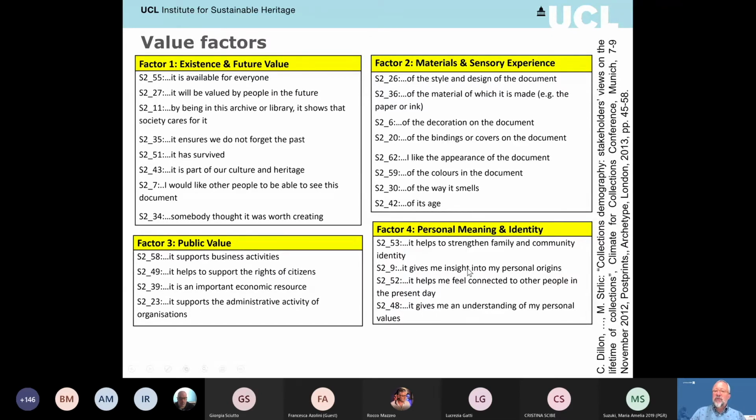And some of the factor four represented values associated with personal meaning and identity, and so on. What's really telling is that there's only one factor that reflects the materiality of objects. All the rest were related to the content of documents, which can be extracted by reading those documents or even by consulting digital copies of those documents. But only one factor was specifically focused on the physical properties or chemical properties of the documents themselves, which really provides an interesting lens on the importance of natural scientific research in conservation.